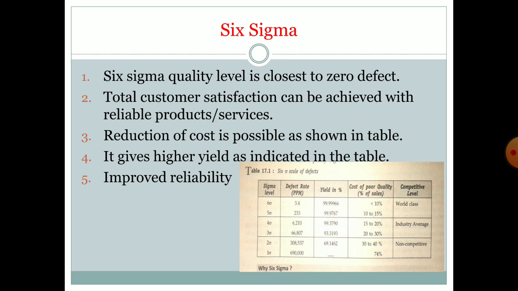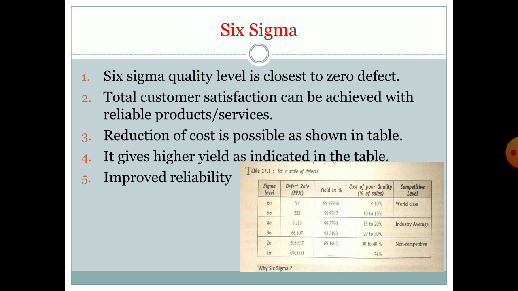Now we'll see the diminishing levels of sigma. If it is 5 Sigma, then the defect rate is 233. Remember, we are changing only 1 Sigma from 6 Sigma to 5 Sigma, but the defect rate goes from 3.4 parts to 233 parts, right? And here yield is 99.9767. If we go with the 5 Sigma process, then our cost of poor quality increases a little bit, in a range of 10 to 15% instead of less than 10%. So till here the process is called world class level.